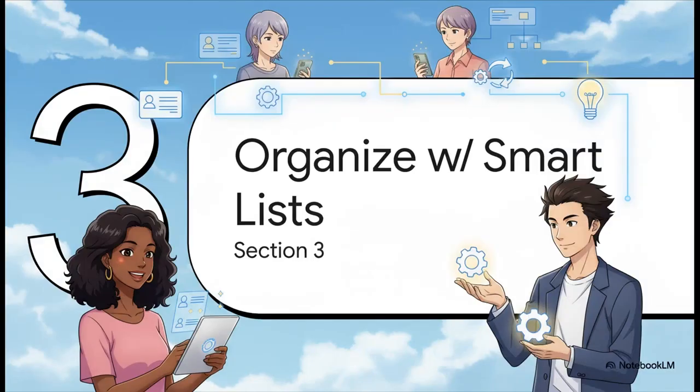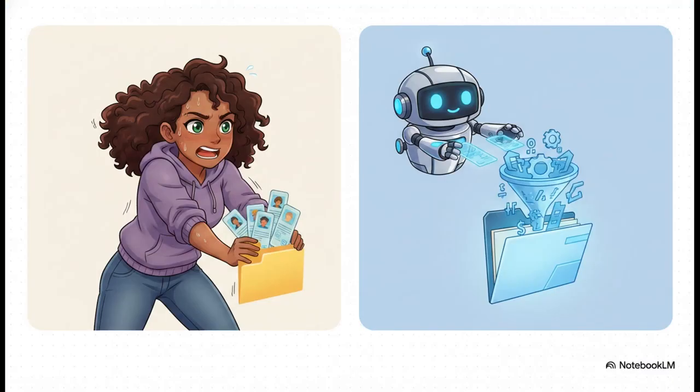Let's jump into Section 3, organizing with smart lists. There's a massive difference in how you can organize your life here. Manual lists require you to do all the heavy lifting, dragging and dropping people in for tight, specific groups like your immediate family or your weekend soccer team. But smart lists, they turn your Mac into a personal assistant. You just define the rules, and the software dynamically populates the list based on your criteria.